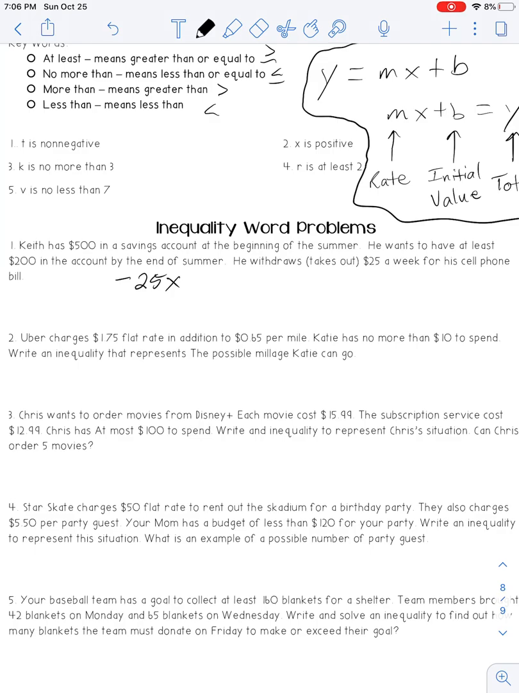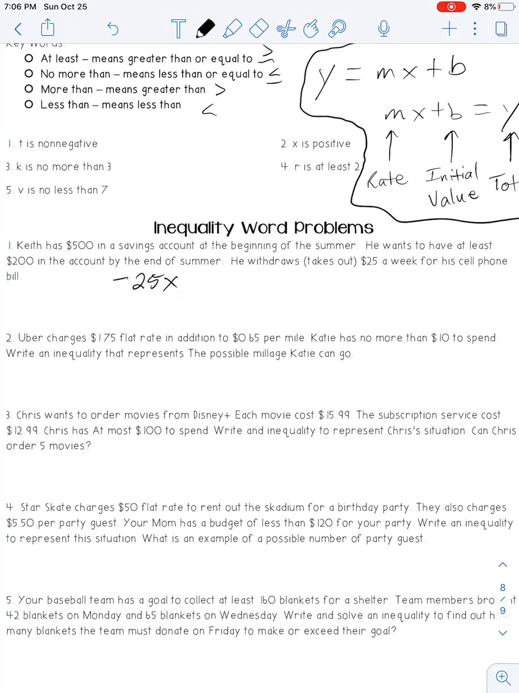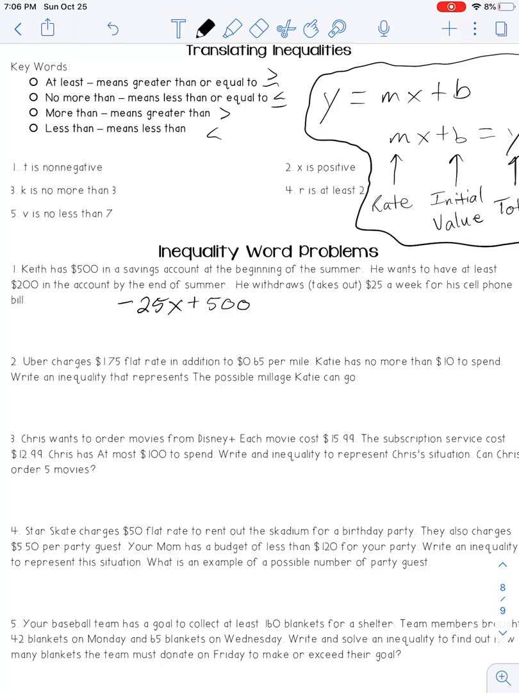All right? Now, we need to find the initial value. So, meaning our b. So what would be the initial value? Well, it says Keith has $500 in a savings account at the beginning of the summer. So that would be your initial value. Now, for the inequality, it says he wants to have at least $200 in the account by the end of the summer. At least. Well, if you go back here and you find your at least in your keywords, you see that it's a greater than or equal to sign. And then, obviously, by process of elimination, $200 is your total.